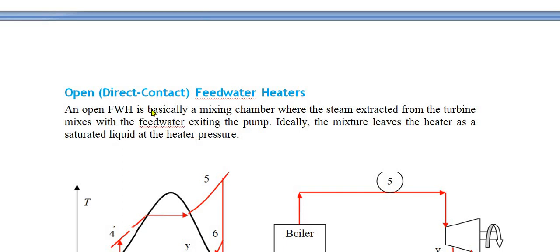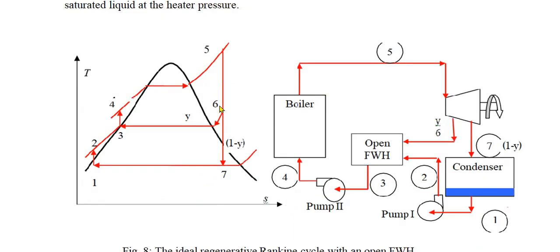Open is nothing but direct contact, which means the steam and water mix directly, by physical contact. Physically we are mixing the steam and the condensed water, thereby its temperature is raised. Now you can see here, from the boiler, 4 is the water entering the boiler, and 5 is the steam coming out of the boiler. You can see 5 is the highest temperature point. Now you see that 4 to 5 is a constant pressure line, and 2 to 3 and 6 are also constant pressure lines. Now at point 5 the steam is entering the turbine.